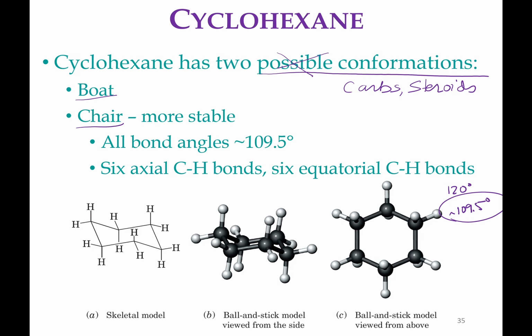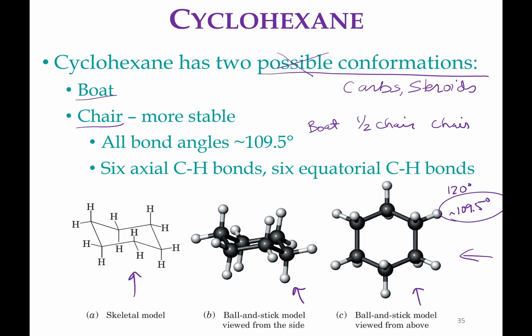So there's technically the boat, the half chair, and the chair that it's going to undulate through. It's going to constantly be moving through these different structures, but the chair is going to be the most stable. So when we do this, okay, this is just 3 different ways to look at it. We have a ball and stick model, and we have a skeletal model.